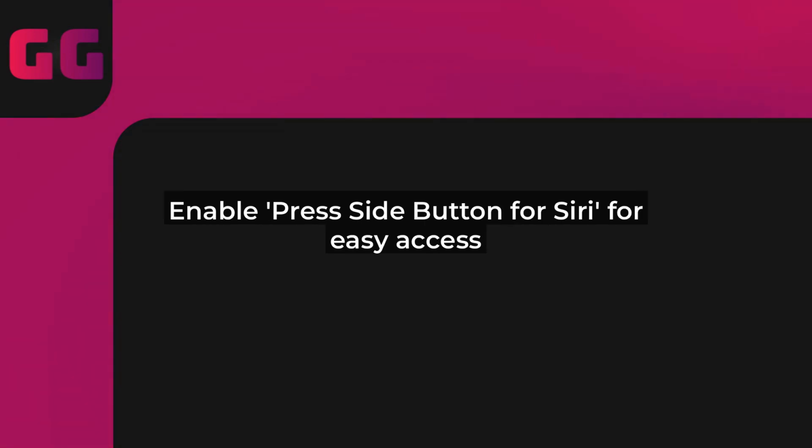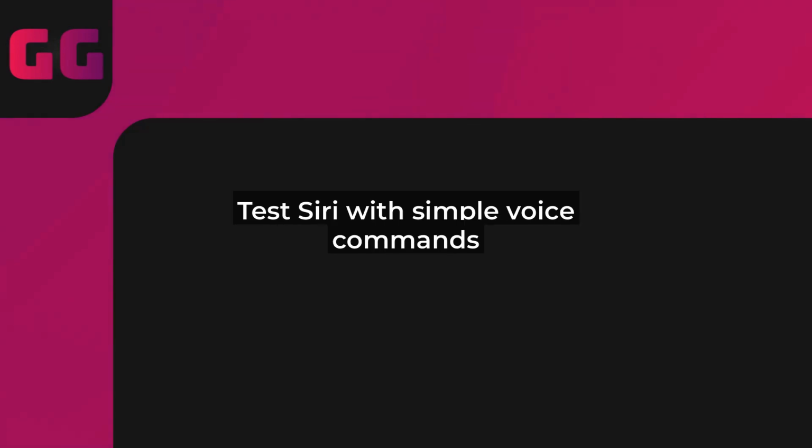If you prefer a more traditional approach, enable Press Side button for Siri by toggling that option too. Once activated, you can test it out immediately. Just say, Hey Siri, and ask something simple, like, what's the weather like today? Or, remind me to call my friend at 5 p.m.